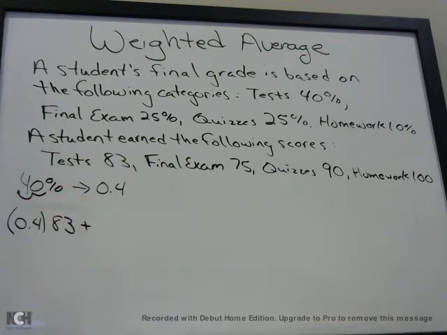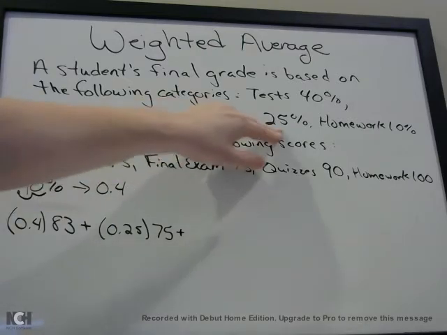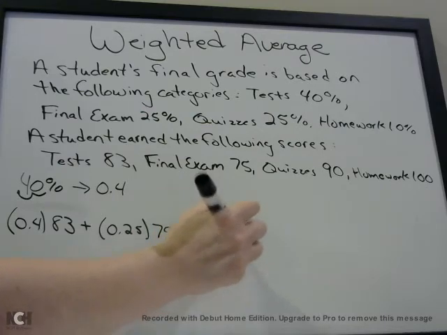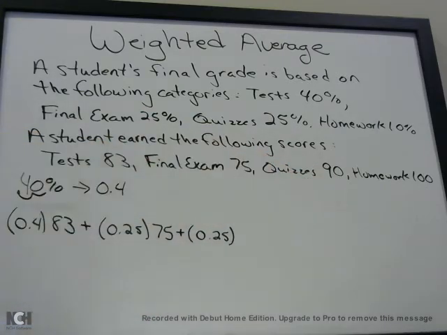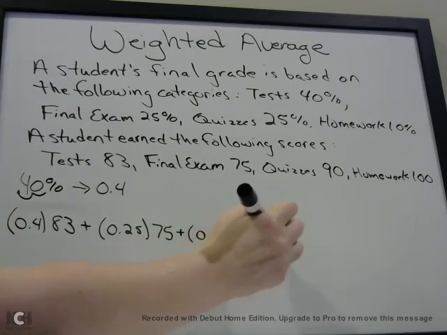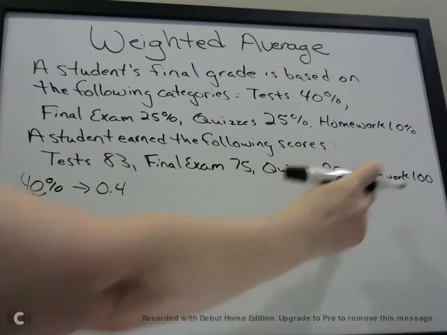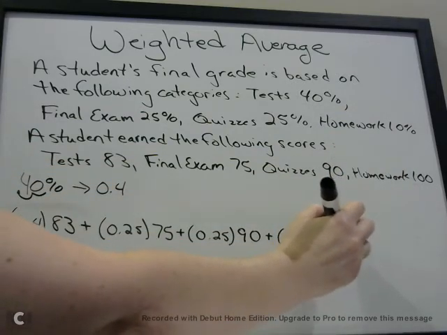And then we're going to add our final exam. Our final exam weight is 25, which we write as 0.25 times our final exam score, which was 75. Plus quizzes. So quizzes were 25%, so 0.25 times our quizzes score, which is 90. Homework is 10%, 0.1 times our homework score, 100.